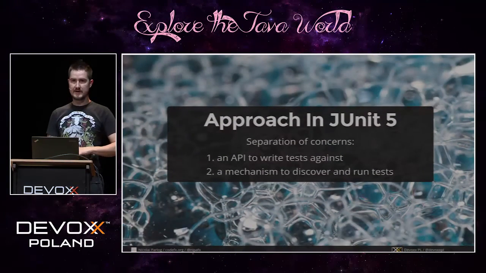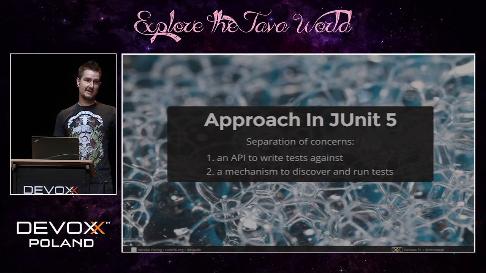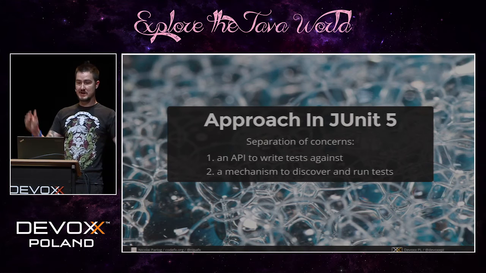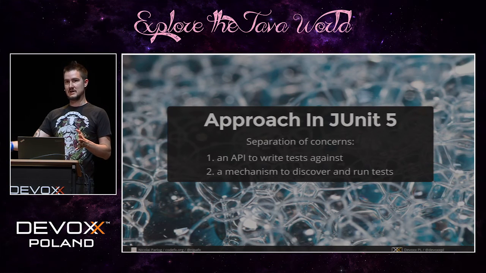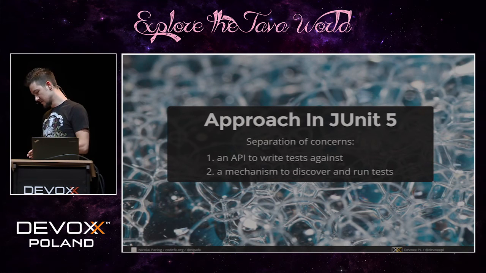And so in JUnit 5, they took a different approach. They said, okay, let's split this up. Let's say we have an API to write tests against, and on the other end, we have a mechanism to discover and run tests. I mean, that makes sense, right? To split these two things up.